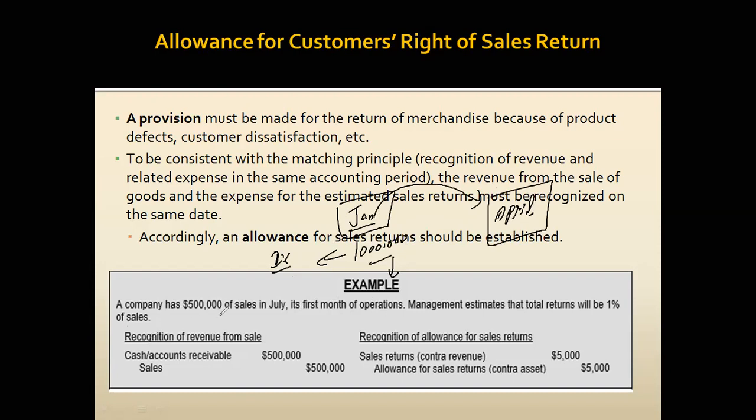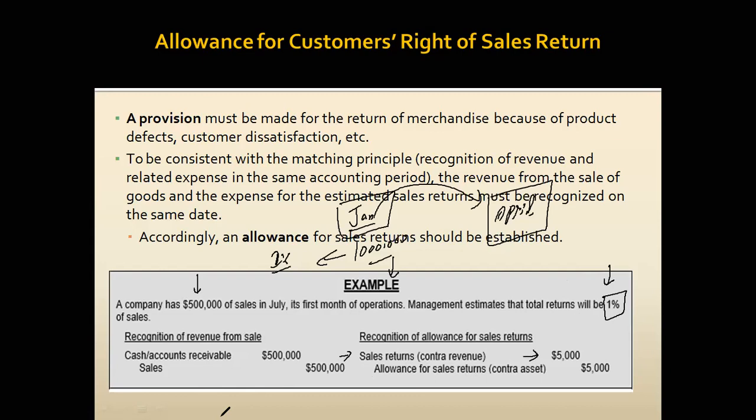The company has $500,000 of sales in July, its first month of operations. Management estimates that total returns will be 1% of sales. So you might be thinking how we estimate this 1%. See, our history shows us how much sales returns we usually have as per our product problems or other issues or commitment with the clients. So history will let us know how much provision we need to keep. So here they estimated 1%. So 1% of this amount will have 5,000 sales return debit and allowance for sales return credit.